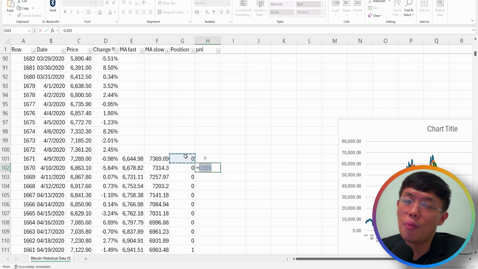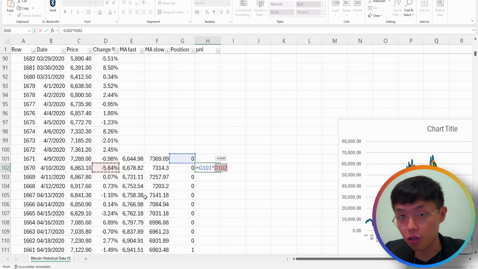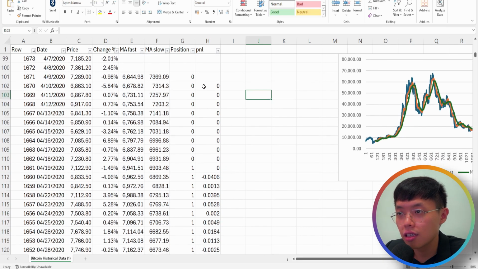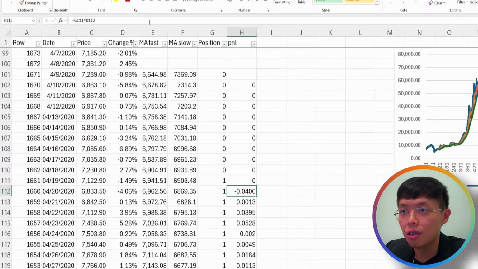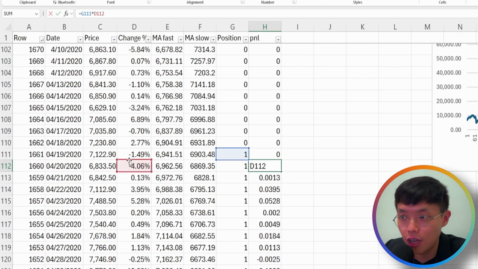And today I have a price change. Let's say today I have a price change of negative, and yesterday I opened a trade, I will lose. And if yesterday I opened a trade and today the price change is positive, I will gain. So it's exactly just like that. As you guys can see over here, yesterday I opened a trade, one, and today I got a negative price change, so I got a negative P&L.